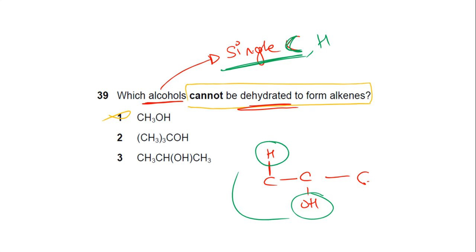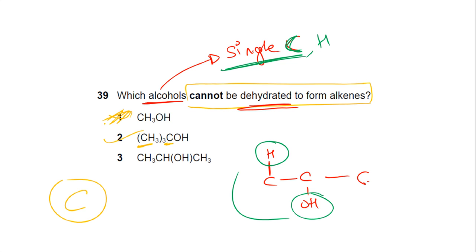And if statement 1 is wrong, then 2 and 3 are bound to be correct, because the only option without 1 is C. Well, let's look at 2 and 3. 2 has a carbon. It's a tertiary alcohol, but it does have a carbon next to a carbon with a hydrogen, right? So 2 can actually undergo dehydration.